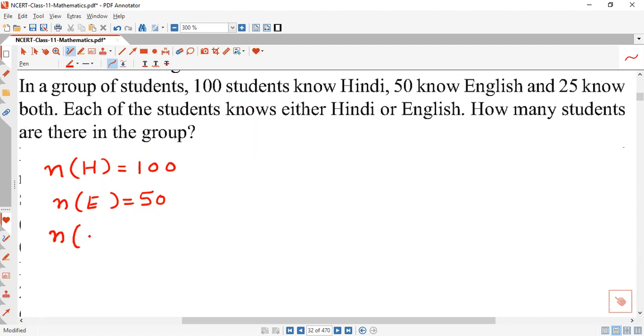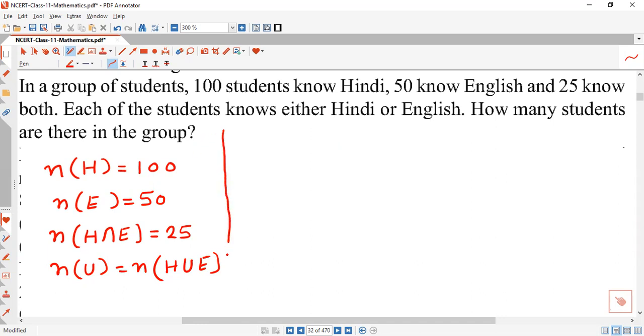We use the intersection because we know both; consider the word both as a catch point. So H intersection E means Hindi and English both they know, and the intersection comes out to 25. Each of the students knows either Hindi or English, so the universal set n of U will be equal to n of H union E, meaning either they know Hindi or they know English. All students are there. How many students are there in the group?